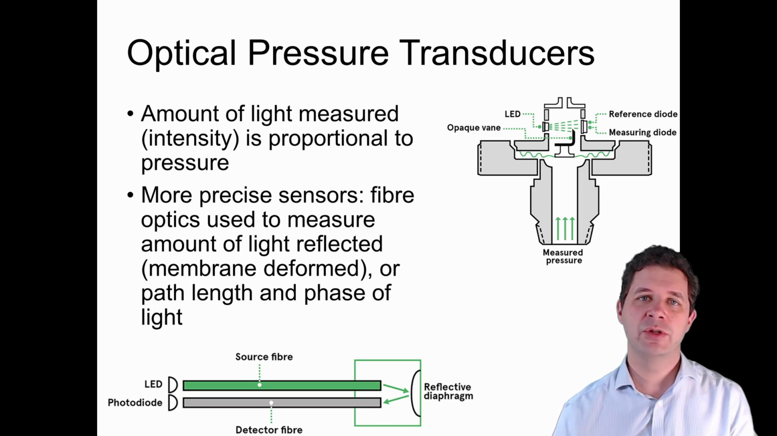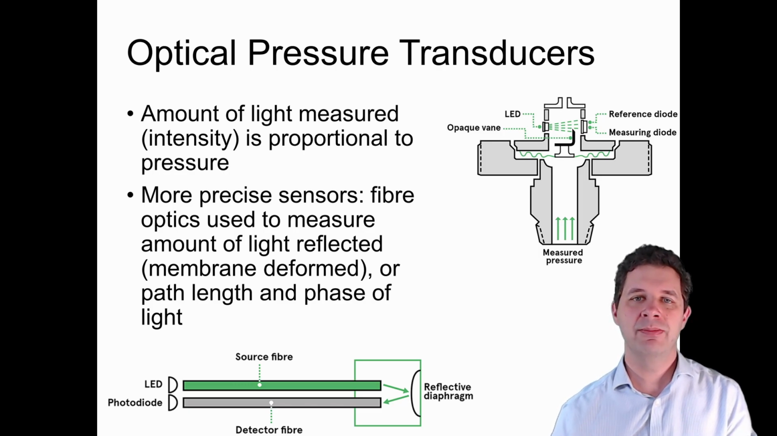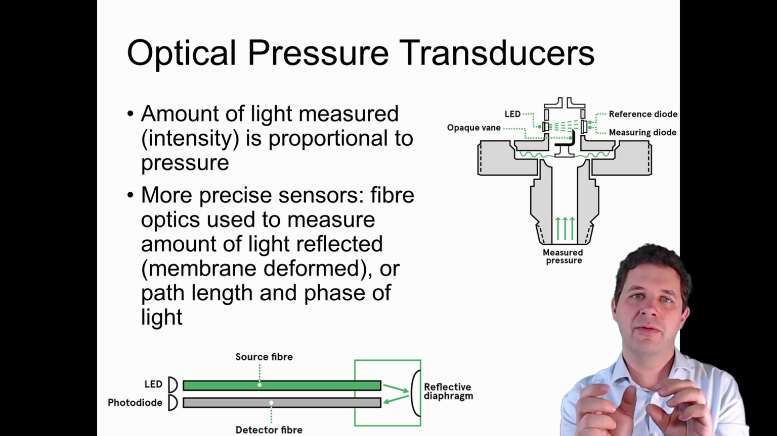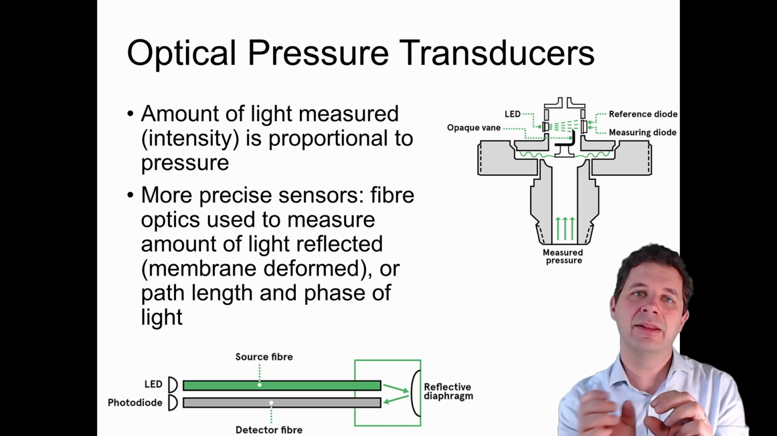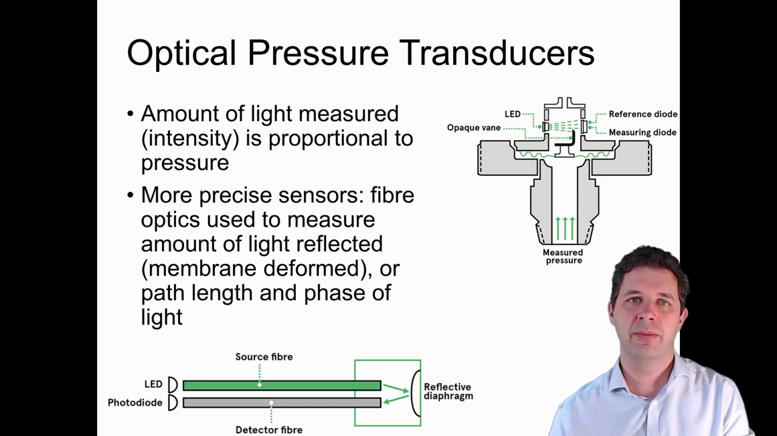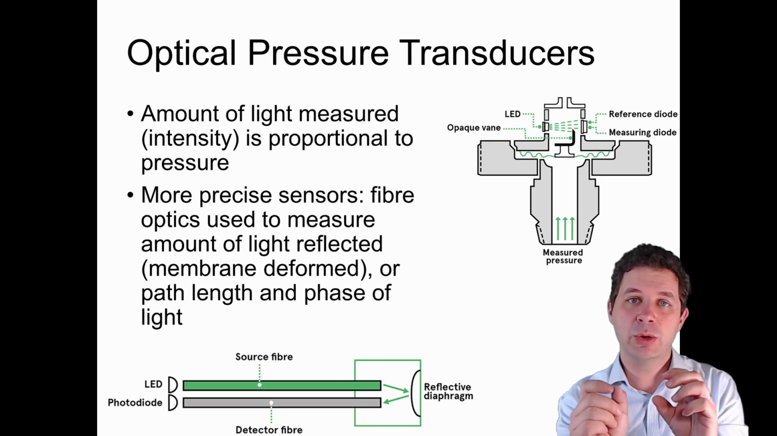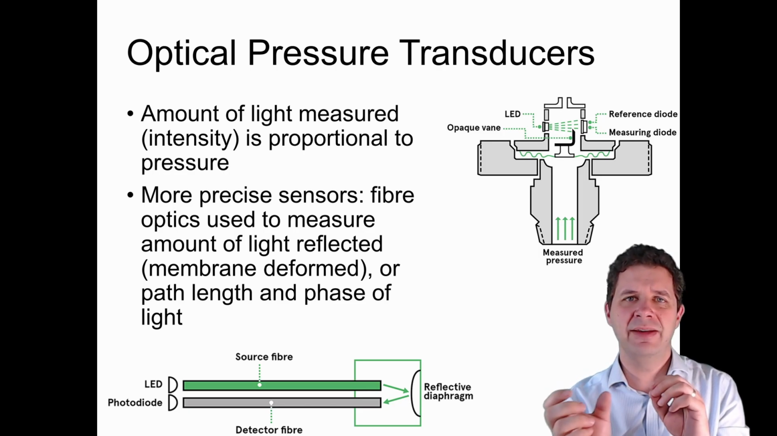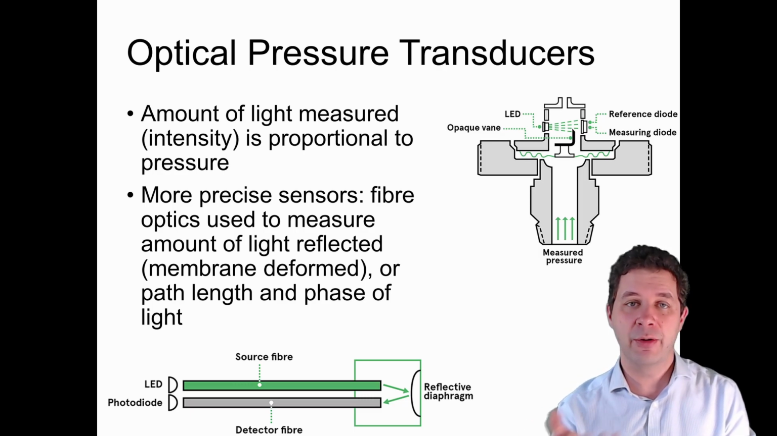A more accurate way of doing it is using fiber optics, another optical way where we can actually measure the position of, for example, our diaphragm based on how much light and how that light is reflected from our source fiber into our destination fiber. Here we're looking at different means of, for example, looking at the path length between those two, and also any phase change that we might have between our source of light and our received light.